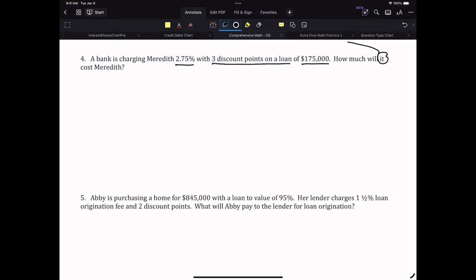The it is the 3 discount points. Now, what do we know about discount points? 1 point, doesn't matter if it's a discount point or any other type of point, if it's a point, it costs you 1% of the loan amount.